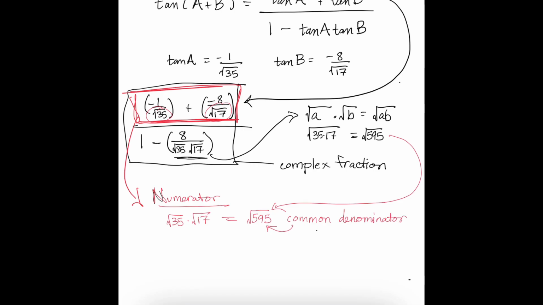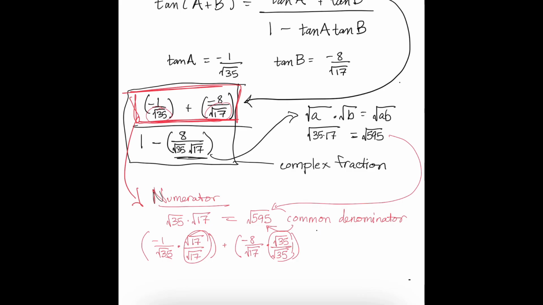Okay. So -1 over square root of 35. And to get a common denominator of this square root of 595, I have to multiply the top and the bottom by the square root of 17. And then I'm going to add to that -8 over square root of 17. And the missing factor in the bottom is the square root of 35. So this is the value of 1 that I have to multiply this term by to get this common denominator. And this is the value of 1 I have to multiply the first term by to get this common denominator.